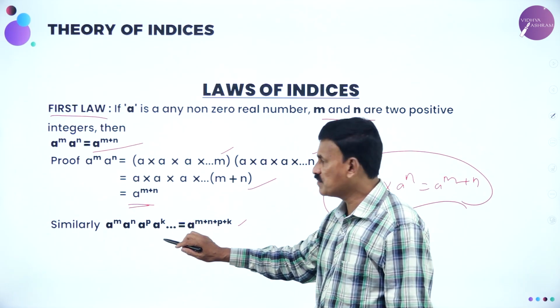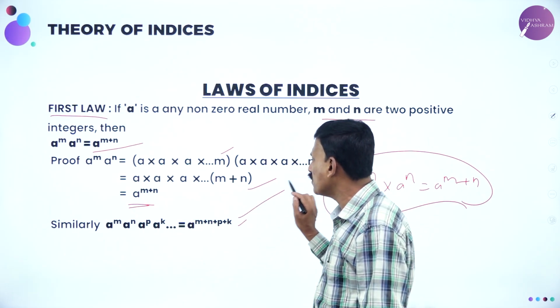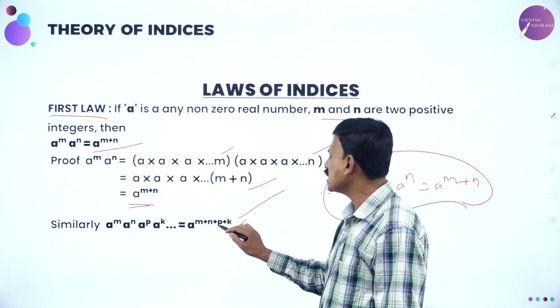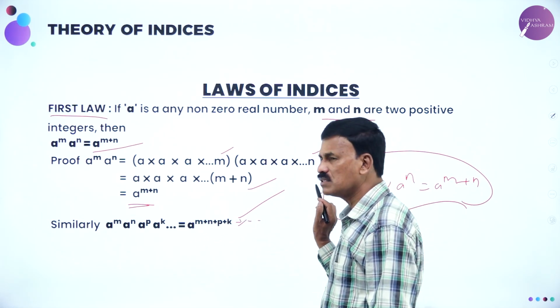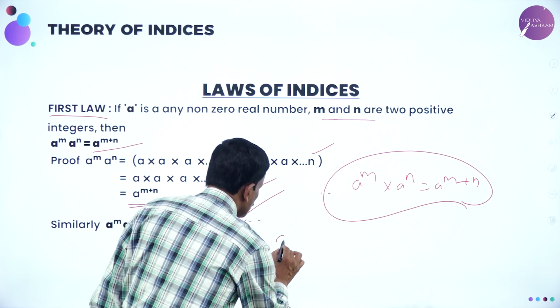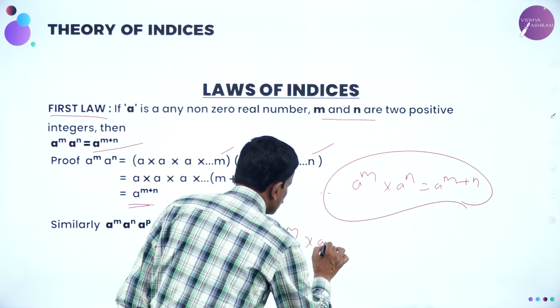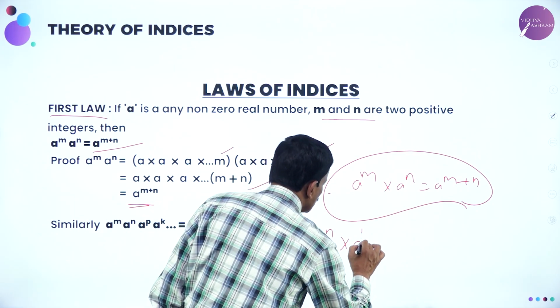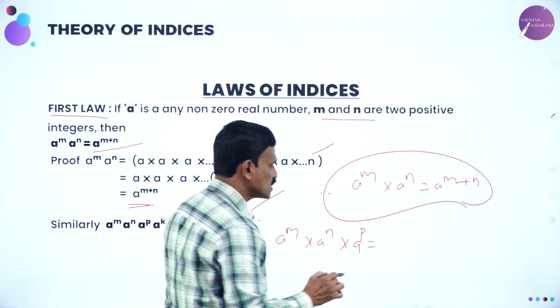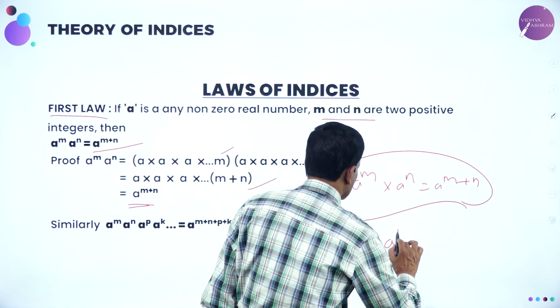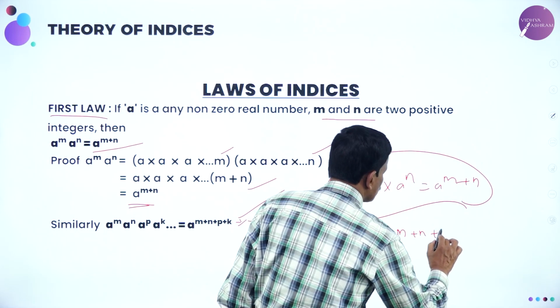Number of terms are there. If the bases are same, we can add the powers: a to the power of m plus n plus p plus k, etc. So that is, a to the power of m into a to the power of n into a to the power of p, if bases are same, we can add the powers, m plus n plus p.